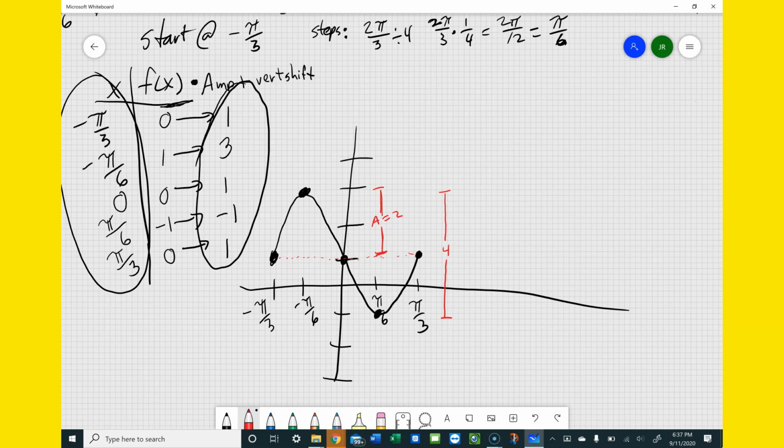The period is 2 pi over 3, right? The distance for a full cycle, the number of independent variable units that it takes for a full cycle, is the distance from pi over 3 to negative pi over 3. Well, pi over 3 minus negative pi over 3 is 2 pi over 3, which is exactly what the period is supposed to be.